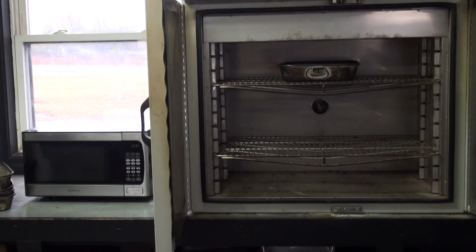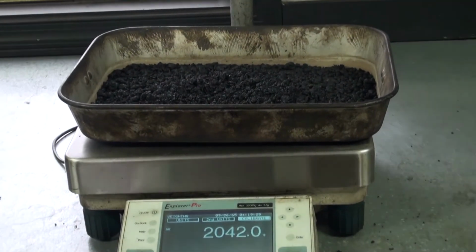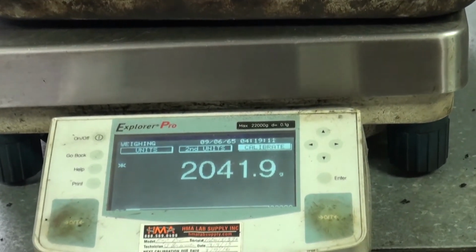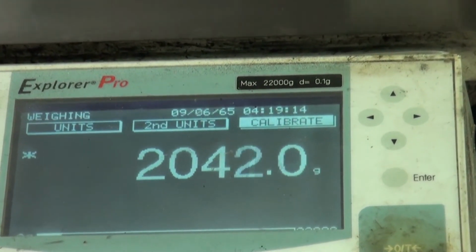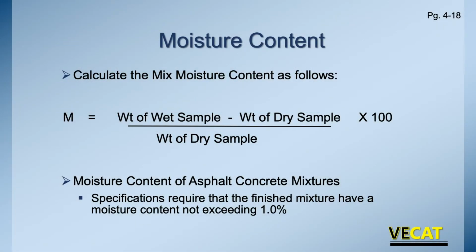This can take an hour approximate. It can take a little bit longer if needed. Notice his sample weight was 2,042 grams, so he lost a few grams. The weight he lost would have been moisture. It's a pretty straightforward, simple calculation we use to calculate moisture. You look at the weight of the wet sample minus the weight of the dry sample divided by the dry sample weight. We multiply it by 100 to convert it to a percentage.